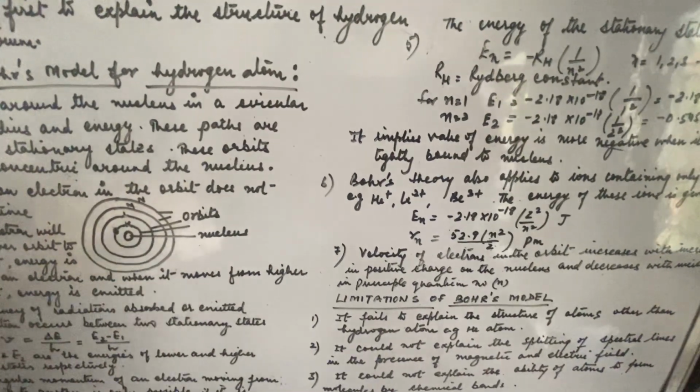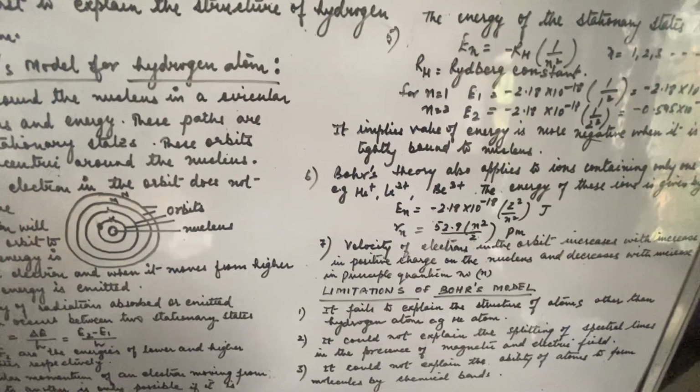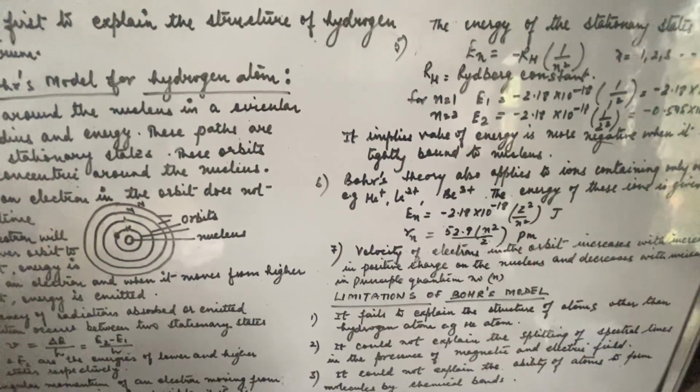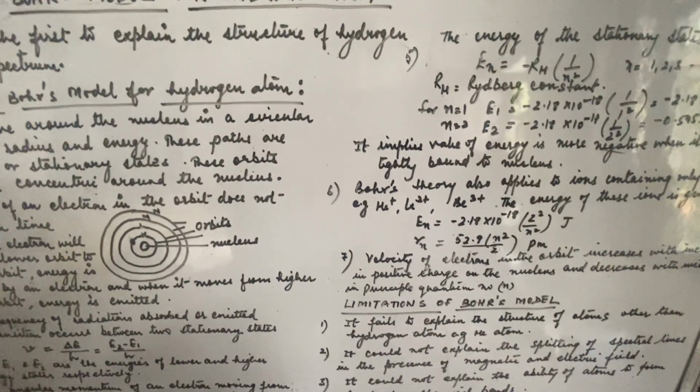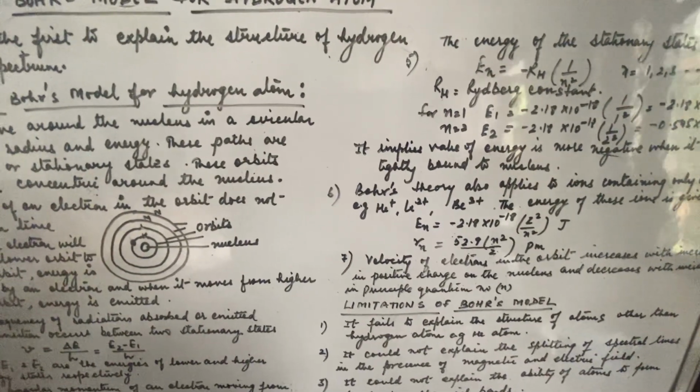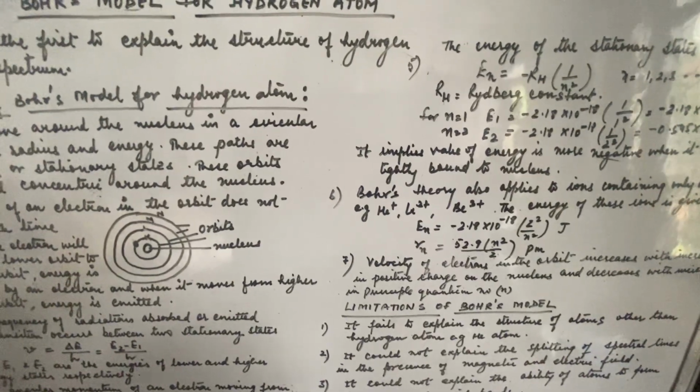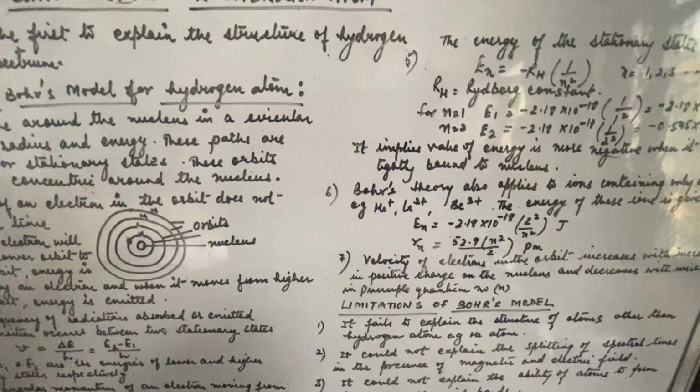So this was about Bohr's model for hydrogen atom. Hope you must have understood all these points. I have written in the form of notes so that it will be easier for you to write about it and understand it. Thank you.